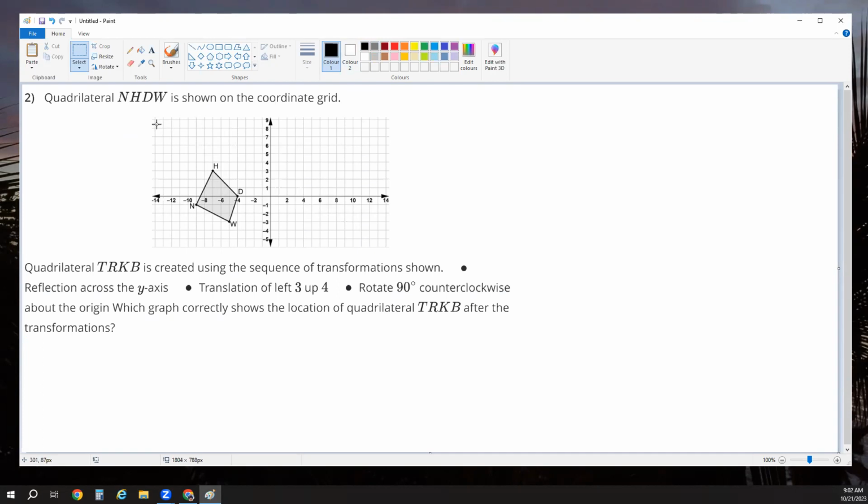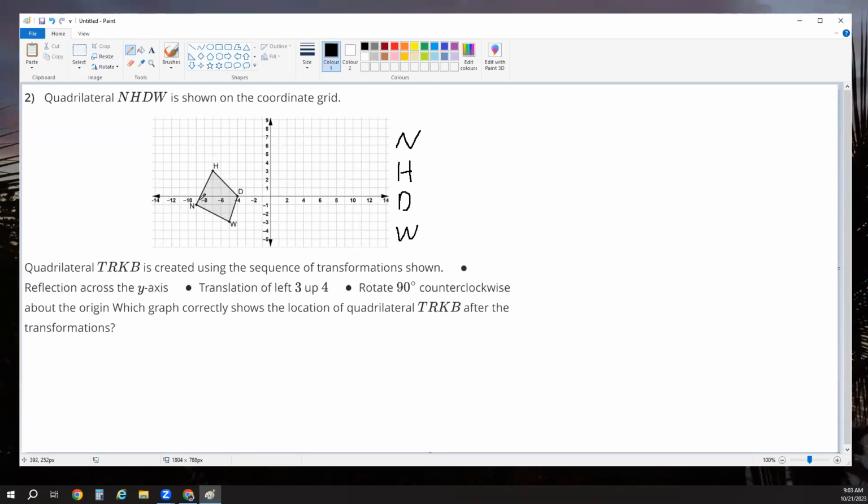Okay, so it gives us NHDW, and that undergoes a series of transformations and becomes T: N becomes T, H becomes R, D becomes K, and W becomes B. Right, so I'm going to go N, H, D, W, and pull coordinates off.